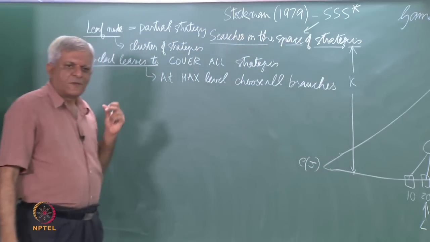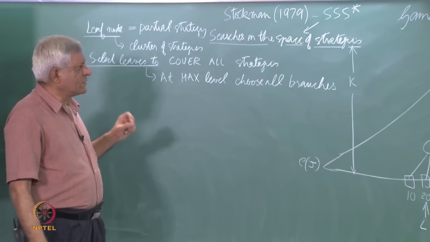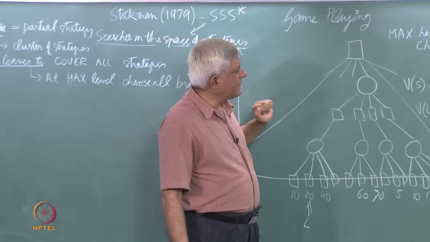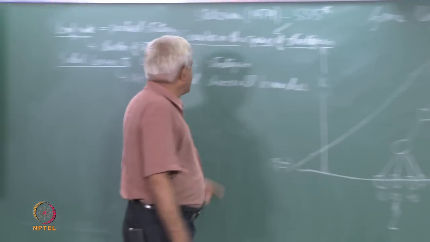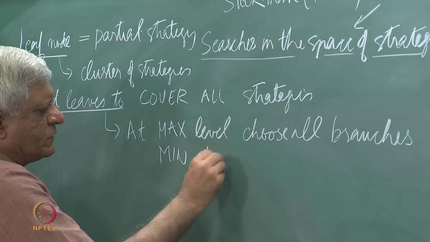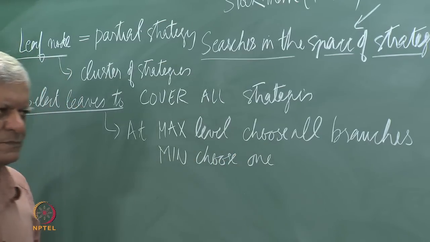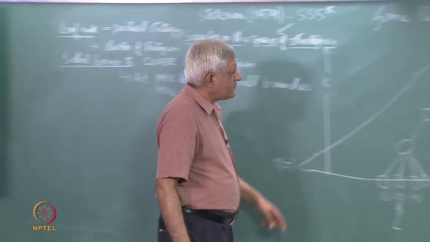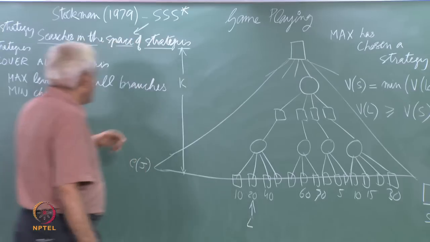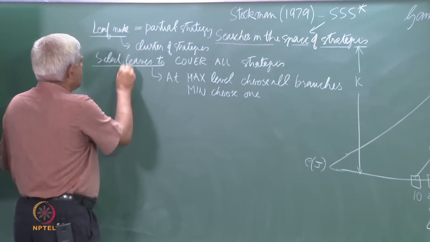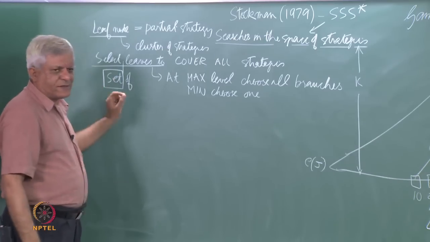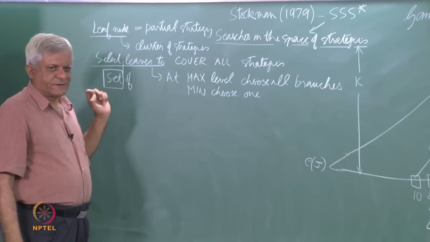Why should we do that? Because we want to cover all strategies, we want to not miss out on any strategy. So, for example, at the root level we must consider all possible moves that max makes, and likewise at deeper levels essentially. So, at max level choose all branches, at min level choose one. If I do this, I will construct this set of leaves which will cover all strategies essentially.